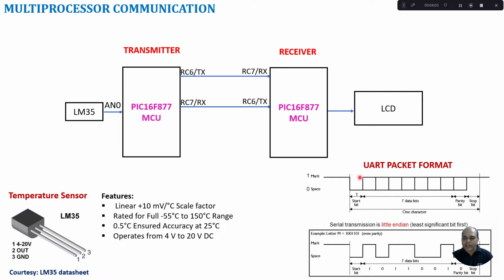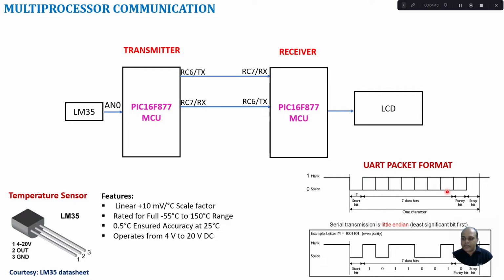Now let us look at the UART data format. Here we send the data in terms of packets. A packet has logic 0 and logic 1. It has a start bit, which is represented by a logic high to low transition. Then come the data bits, which can vary from 5 bits to 8 bits. Here, as an example, I have given a 7-bit data. Usually the LSB comes first and finally the MSB.